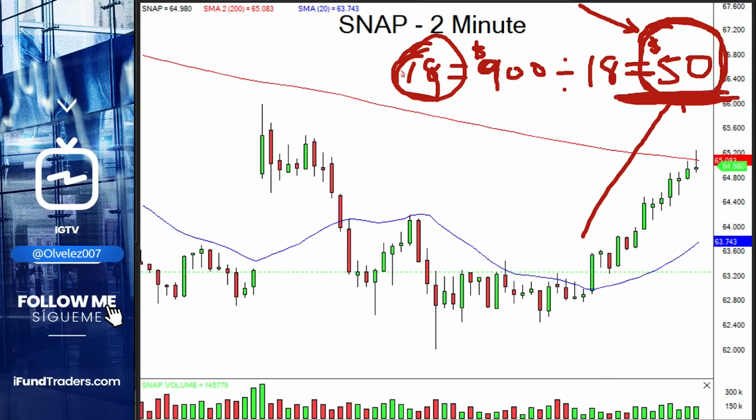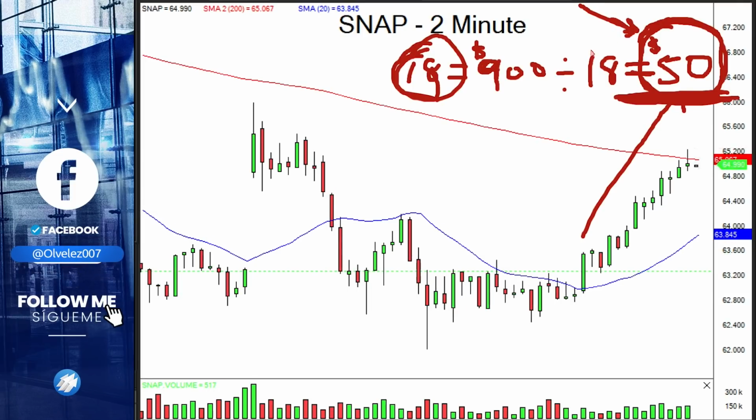You don't have to cut it in half. This is cutting it in half. So you don't need to cut the 50 in half. The 50 is the half, right? So then you take this number and make it your max next week.